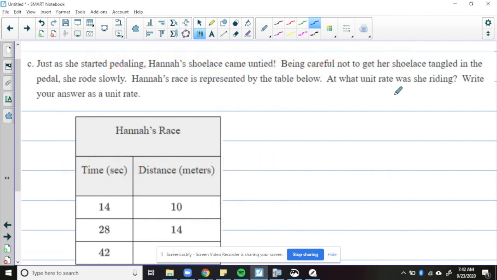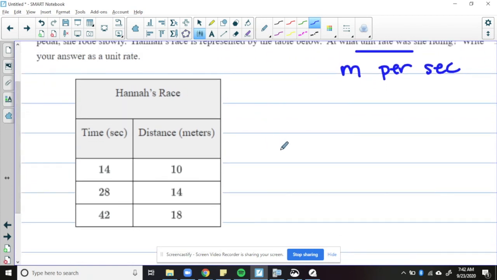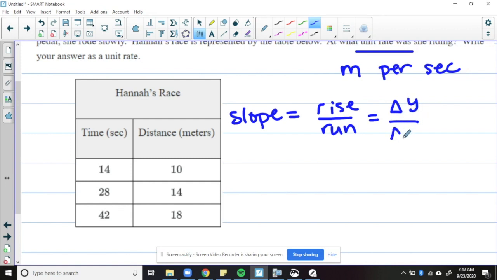All right, so part C here, we want the unit rate, which we know from our last problem will end up being meters per second. Also from the last problem, we got our unit rate after we were given the slope. Now we're not given the slope here, but we can definitely find it. If we recall, slope is equal to rise over run, and it's also the change in y over the change in x. I'm going to focus on this one here, since I think it is easier with a graph.